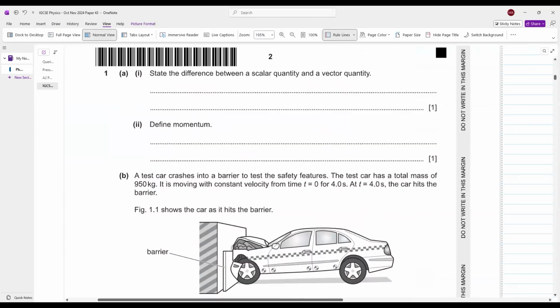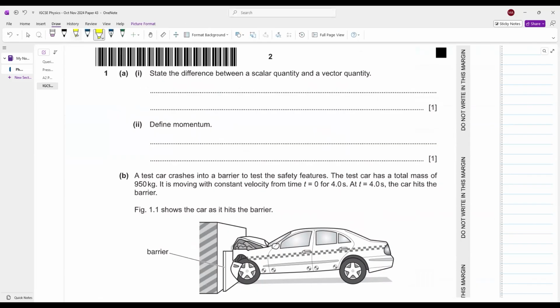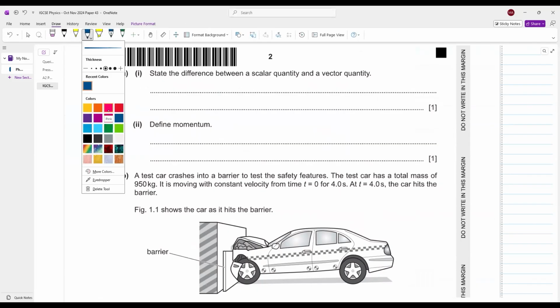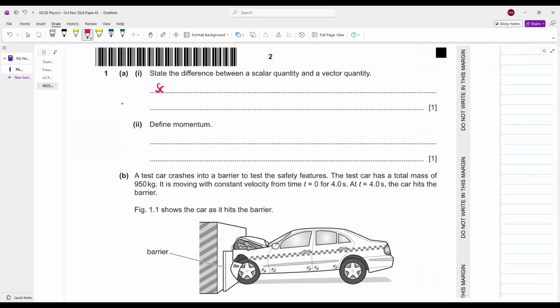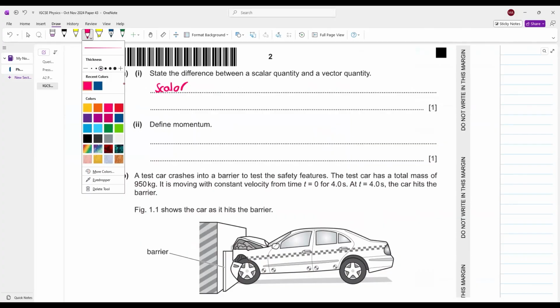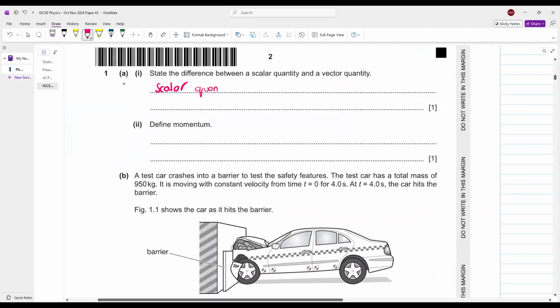Yeah, let's start with this. State the difference between a scalar and a vector quantity. Do you remember? Scalar quantities, or let me lighten this. A scalar quantity only has a magnitude.